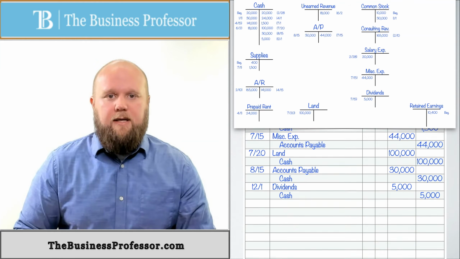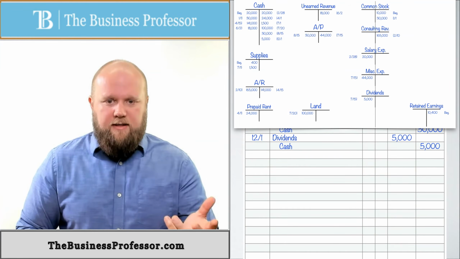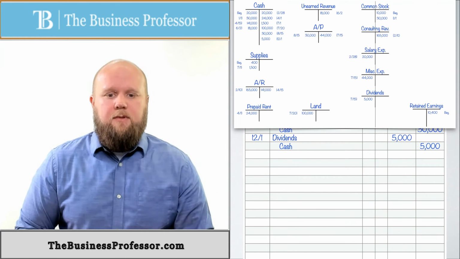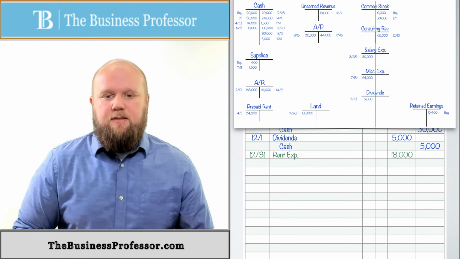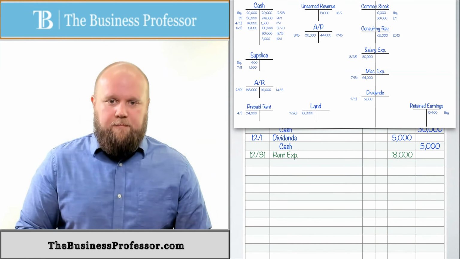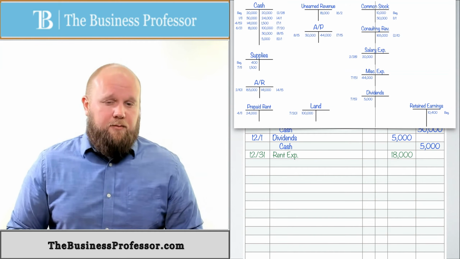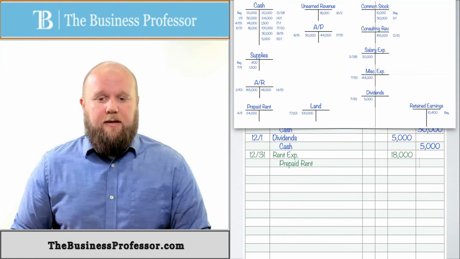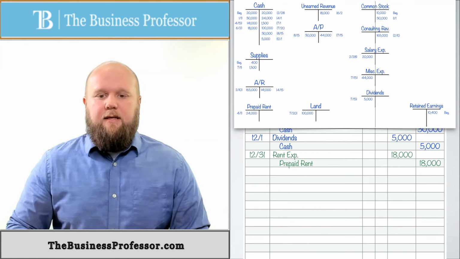I want to move the page up a little bit. And I'm going to add in our first journal entry. So again, we're taking it out of prepaid. So we'll say December 31st, we have rent expense, because I'm expensing it. That's our debit. And then $18,000, because that's what we have. And I'm going to take it out of prepaid rent. And so I'm going to credit prepaid rent. And so when I do that, that's going to give me the journal entry.